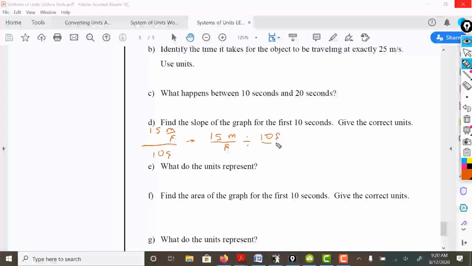Okay, we put this over 1. You keep this the same. You flip this one around. 1 over 10 seconds. And you change the sign.